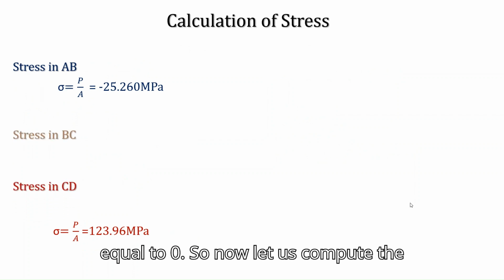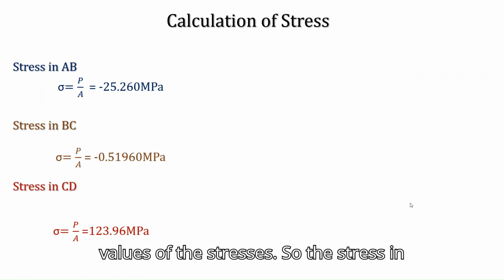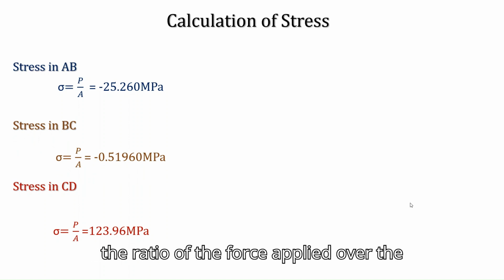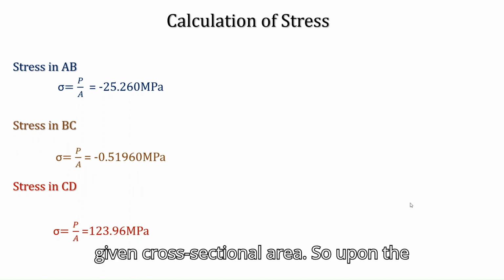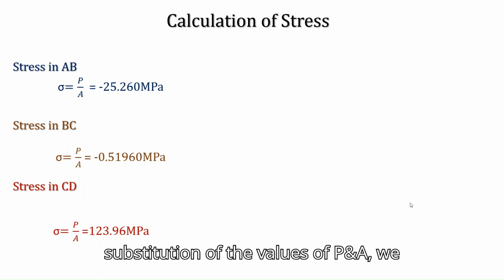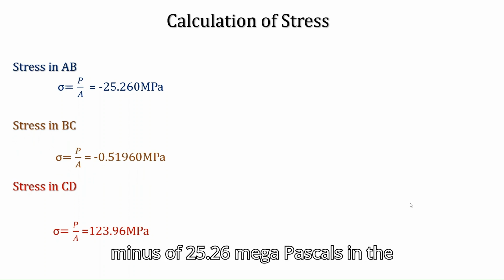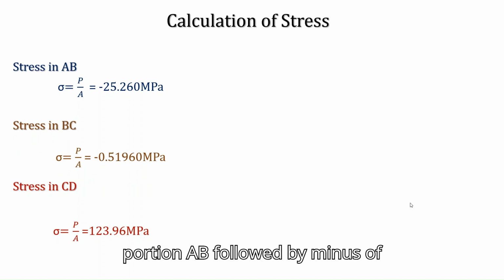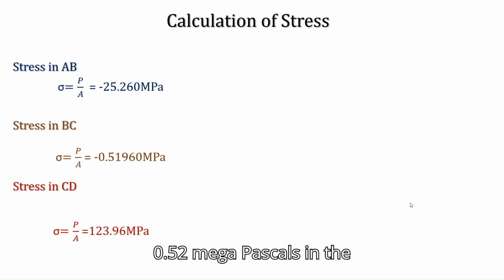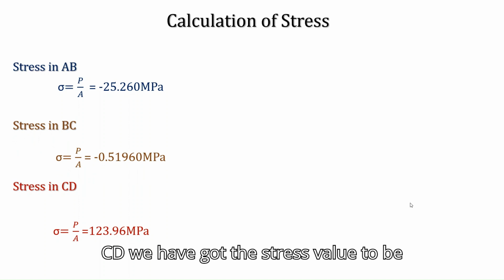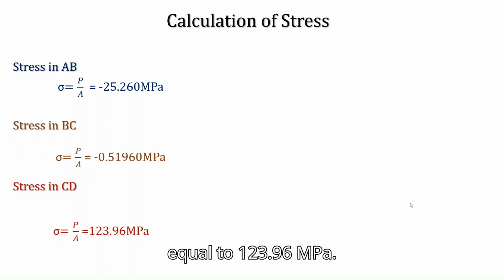Now let us compute the values of the stresses. The stress in the section AB is given by the mathematical model, which is nothing but the ratio of the force applied over the given cross-sectional area. Upon substitution of the values of P and A, we get the stress equal to minus 25.26 megapascals in the portion AB, followed by minus 0.52 megapascals in the component BC, and in the section CD we have a stress value equal to 123.96 megapascals.